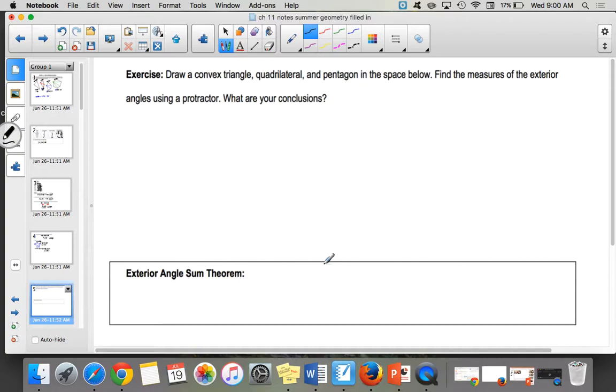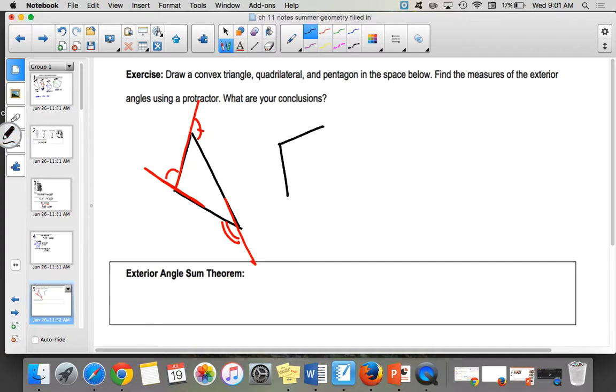So now you definitely want to use a straight edge. So draw a convex triangle, a quadrilateral, and a pentagon in the space below. And then what are your conclusions? So now we're going to talk about what's called the exterior angles. So if I have a triangle, exterior angles would be if I extended my line in one direction. So if I start extending this way, it's going to be exterior angle, exterior angle, exterior angle. So find what all 3 of those angles add up to be. And then do the same thing for a quadrilateral. Again, try not to make it like a square or anything. And then a pentagon.